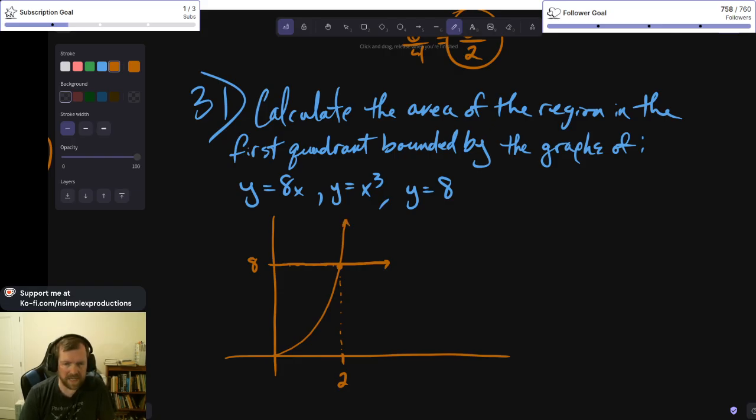And y equals 8x. Right, that's going to hit at 1. It's going to hit there. Let's do a line tool. Woo! Probably could have done it for the other one, but it's all right.